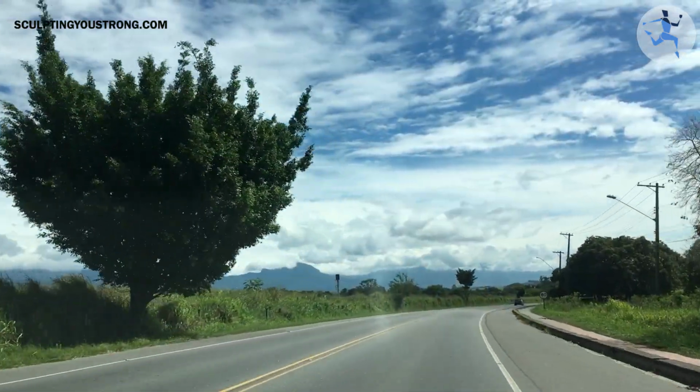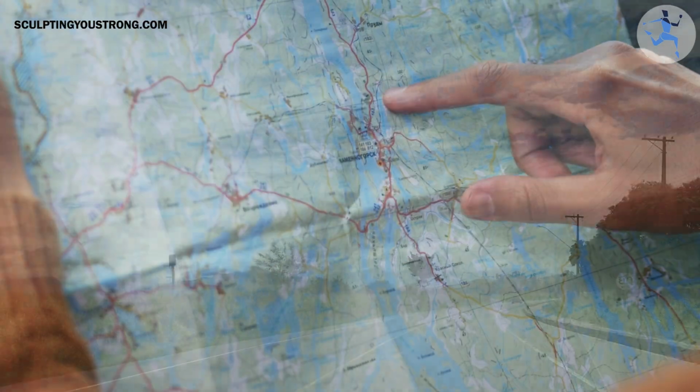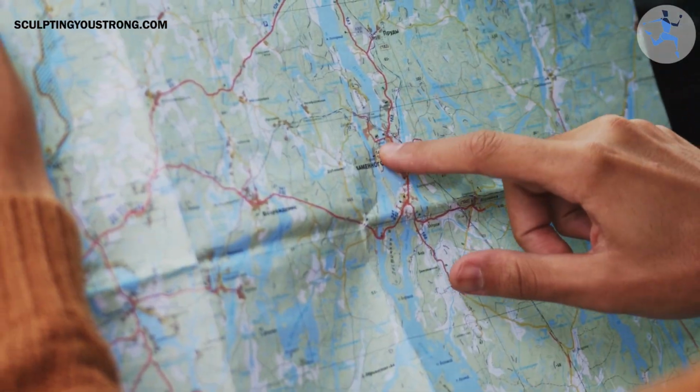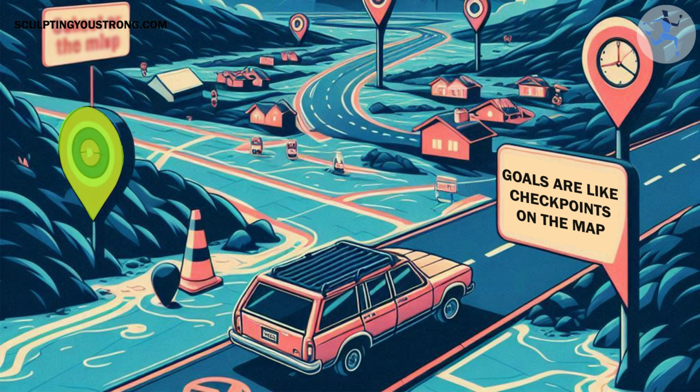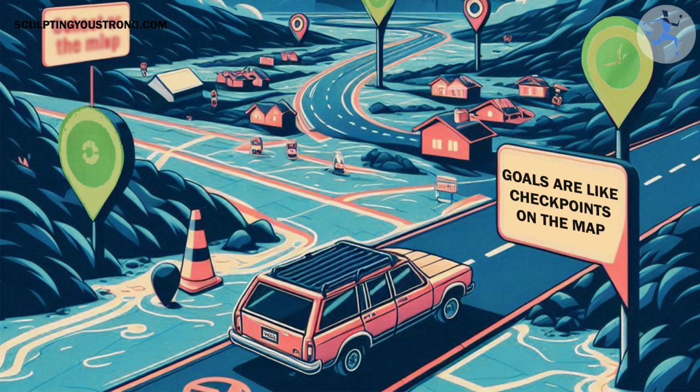First, let's talk about what goal setting really is. It's all about giving your training a purpose, a clear direction to follow. Think of it like planning a road trip. Without a map, you would drive aimlessly, right? Goals are like your checkpoints on the map, guiding you step by step to your finish line.